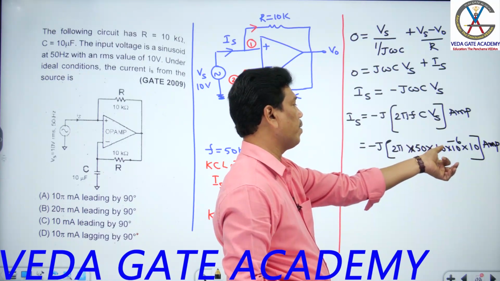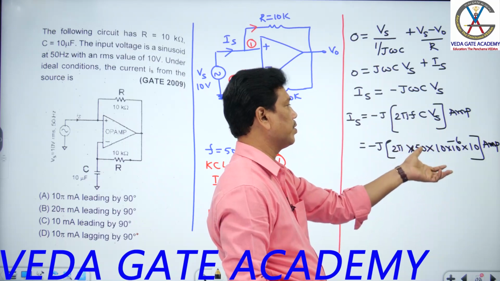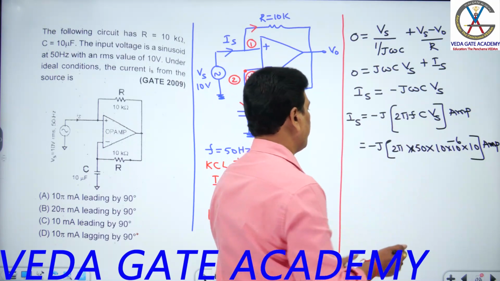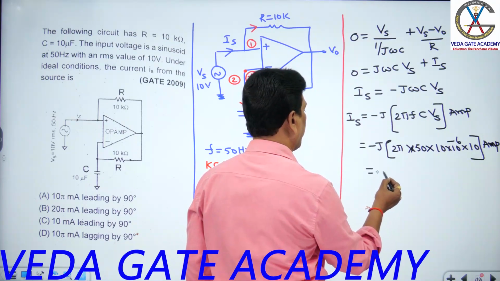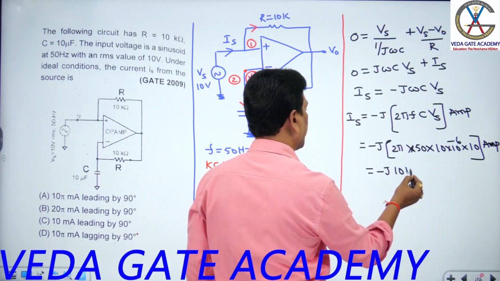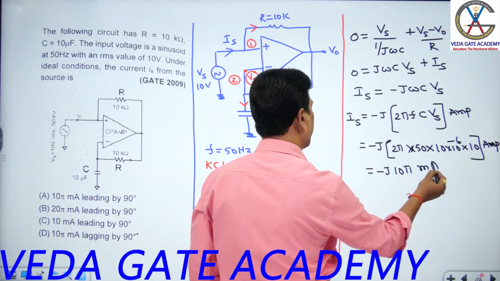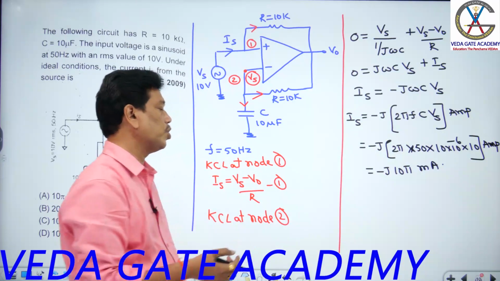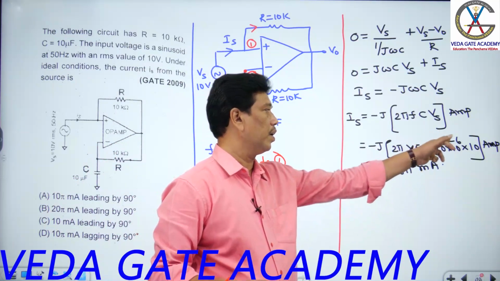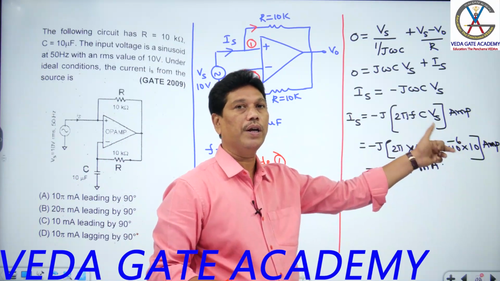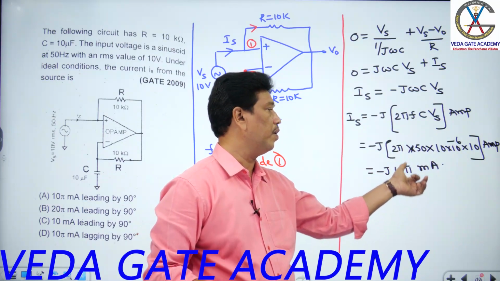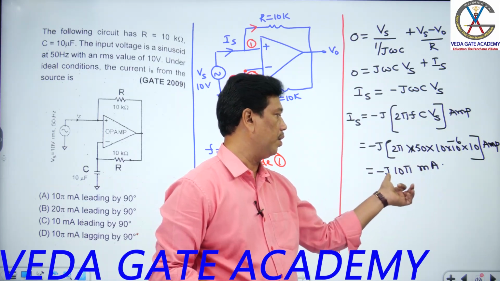10 power minus 2, that is equal to 10 power minus 10 into 10 power minus 3, which means 10 milliampere. That is equal to minus j 10 pi milliampere. Confirm? So this becomes a total of 10,000 pi, and 10,000 pi becomes 10 power minus 2 only. I wrote 10 power minus 2 as 10 milliampere, so 10 pi milliampere, minus j.